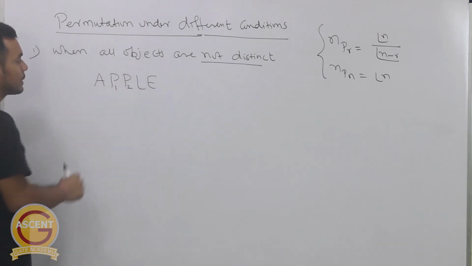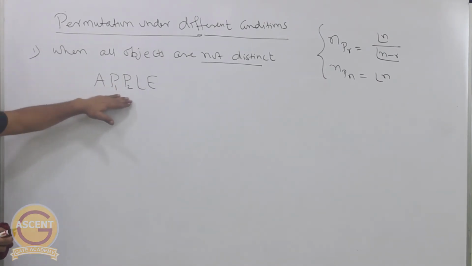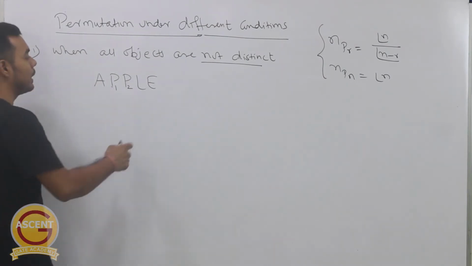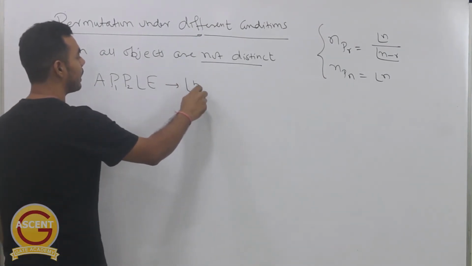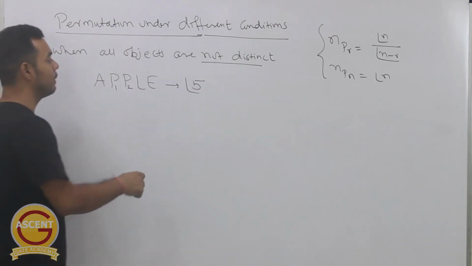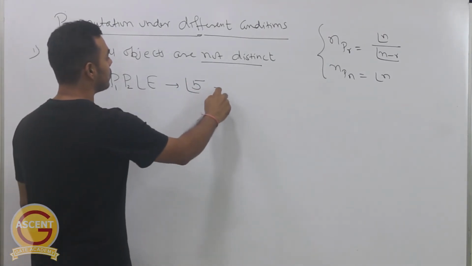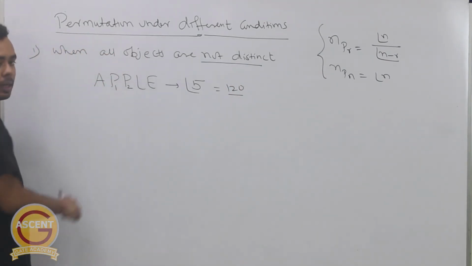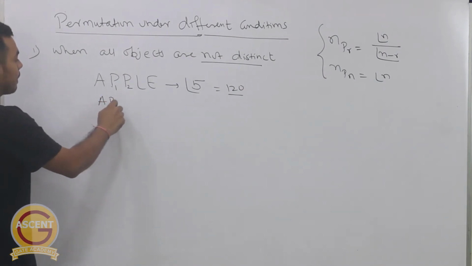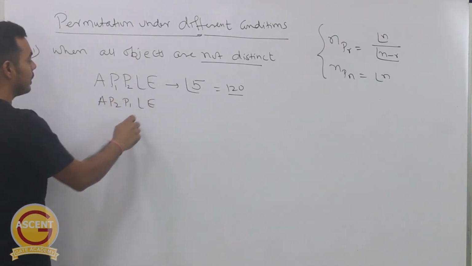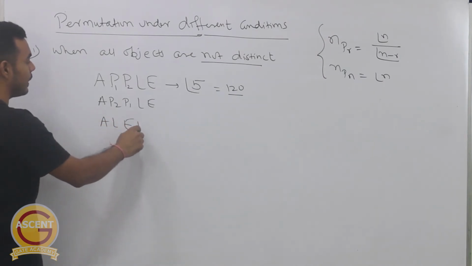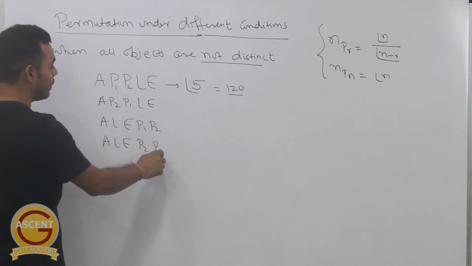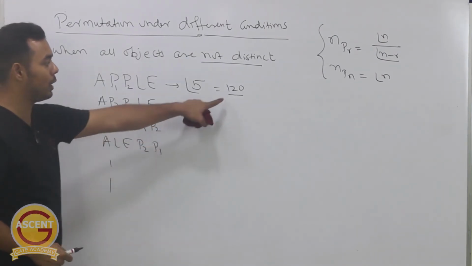Now if I ask you how many 5-lettered words are possible, we have 5 letters and all the 5 letters are different. One is P1, other is P2. So the number of 5-lettered words will be factorial 5, which is simply 120. What are those 120 words? The first word is A P1 P2 LE. The second word will be A P2 P1 LE. The third word you can think of is ALE P1 P2. Another possible word is ALE P2 P1, and in this way you can form a total of 120 words.